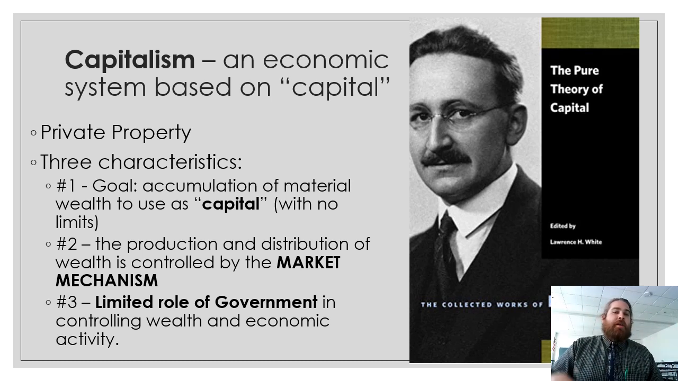The second key is the production and distribution of wealth controlled by the market mechanism. Just go ahead and stop there for a second, and we'll get into market mechanism a little later. So thirdly, we talked about that a little bit already, is the limited role of the government in really trying to control wealth and economic activity. And so these three characteristics are what are going to make up capitalism.